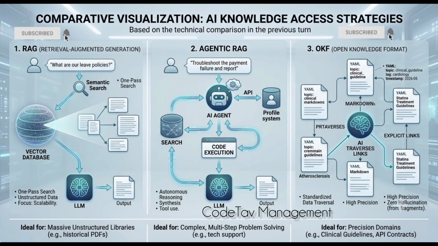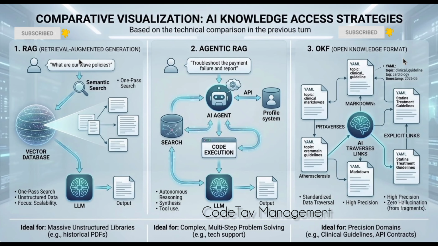The main strength is that OKF, the Open Knowledge Format, eliminates the hallucination risks associated with fragmented retrieval, which we may get during RAG. It hands the agents concepts that have already been accurately structured and connected by humans. It is best for high precision enterprise domains where accuracy matters more than breadth. It excels with curated organizational knowledge like clinical guidelines, API contracts, metric definitions, and operational runbooks.